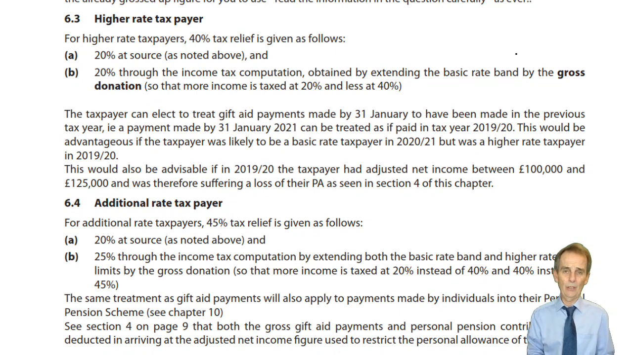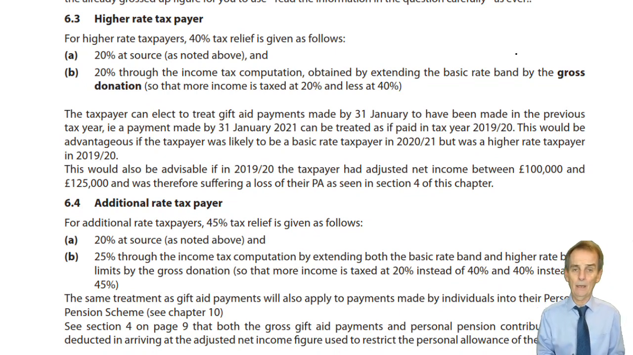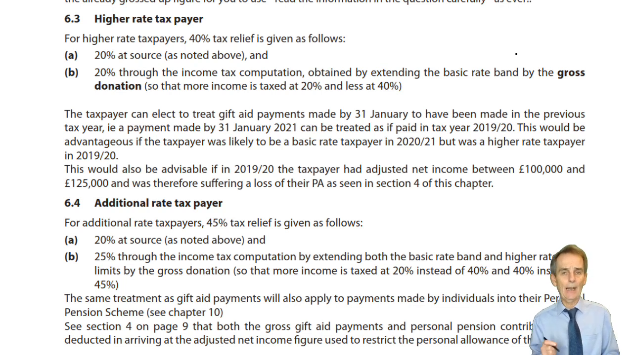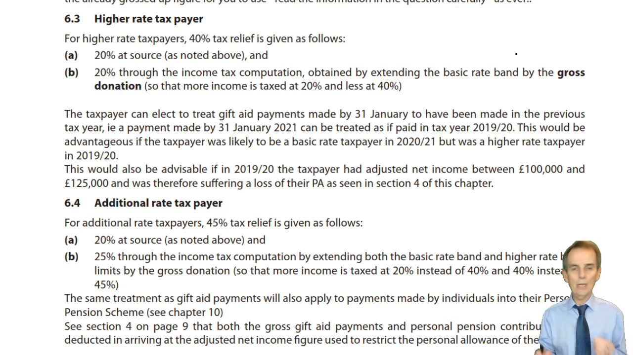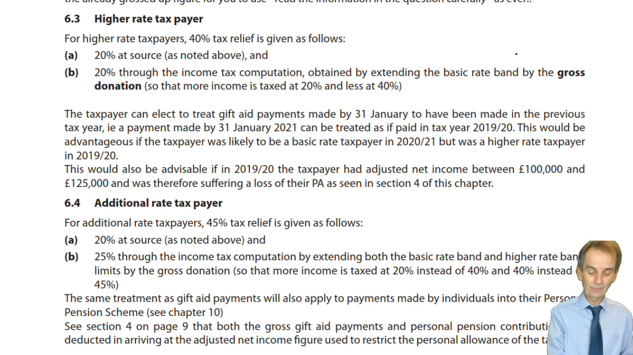So you're not likely to see that happening in an exam question. You are far more likely to be a higher rate taxpayer, maybe even an additional rate taxpayer. Then it is going to have an impact on the income tax computation. Not, as we have said, in the terms of deriving your taxable income. Whatever level of taxpayer you are, that gross Gift Aid payment that needs to be established is never deducted in deriving your taxable income. So what happens, therefore, if you are a higher rate taxpayer?